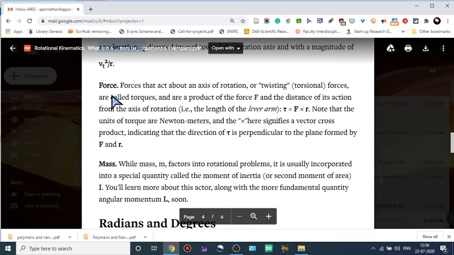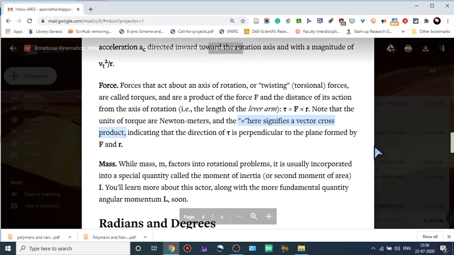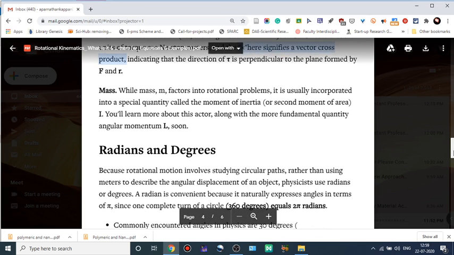Now the concept of force. In rotational motion, force is replaced by torque, which is a new variable. The definition of torque is F cross r, the product of the force and the distance of its action from the axis of rotation. Here the cross signifies a vector cross product. Vector means it has direction.